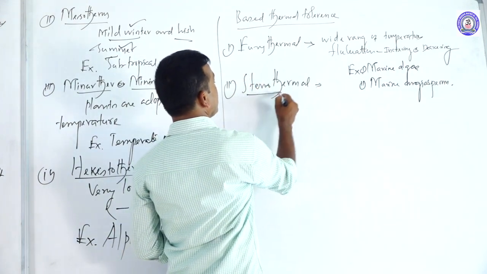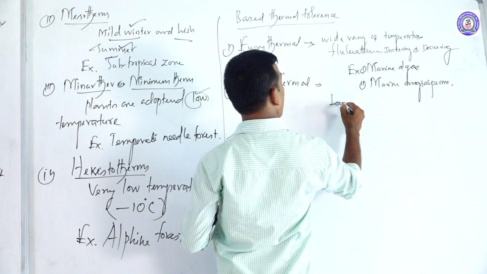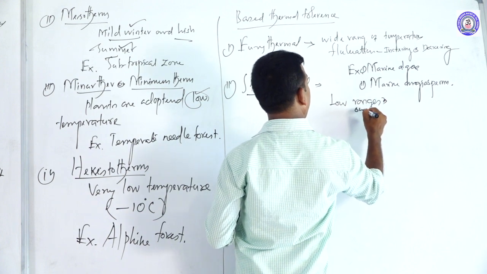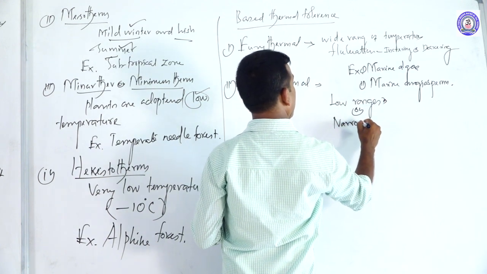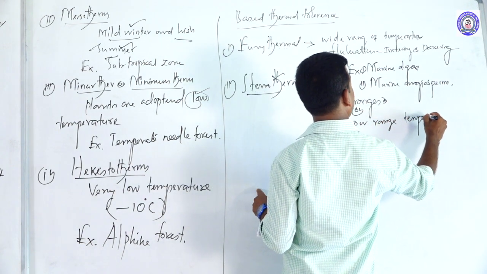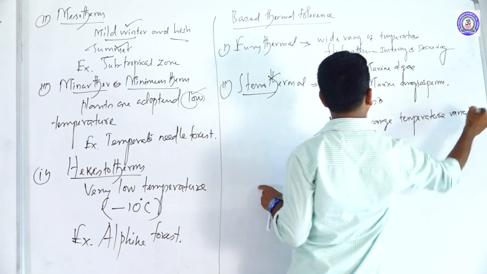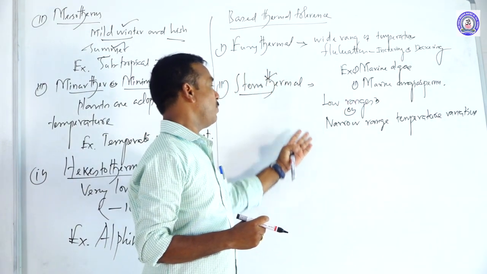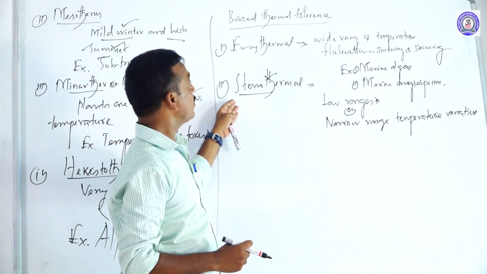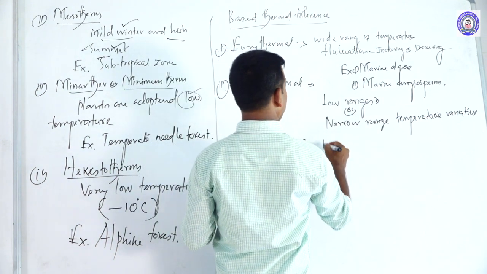What do we call stenothermal? That means the plants are adapted to low or narrow ranges of temperature variation. So plants that can exist in a low or narrow range of temperature are concerned with what? Stenothermal tolerance plants. What are the examples commonly called stenothermal?